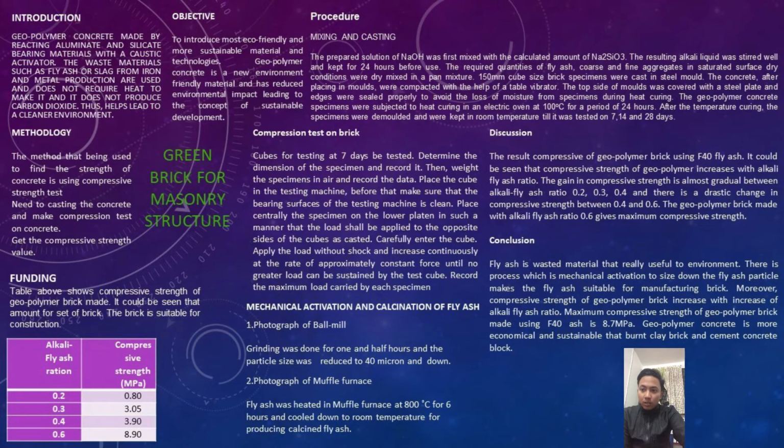Last but not least is the conclusion. Fly ash is a waste material that is really useful to the environment. There is a process, which is mechanical activation, to size down the fly ash particles, making the fly ash suitable for manufacturing brick. Moreover, the compressive strength of geopolymer brick increases with the increase of the alkali fly ash ratio. Maximum compressive strength of geopolymer brick made using F40 ash is 0.7 megapascal. Geopolymer concrete is more economical and sustainable than burnt clay brick and cement concrete block.